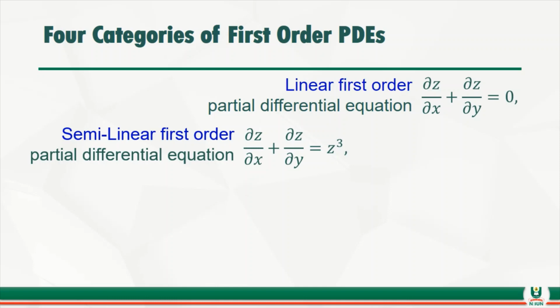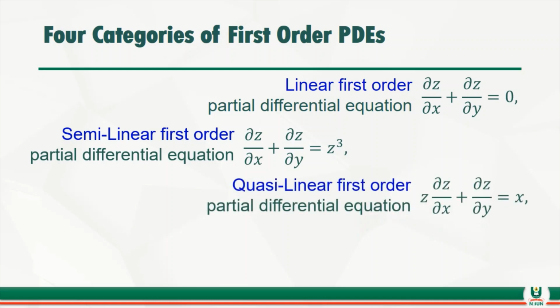Semi-linear first order is the next thing we're going to consider. If you look at this problem very well, you will notice that the first part is linear, while the second part is non-linear. If you look at the first part here, that is the partial derivative of z with respect to x plus the partial derivative of z with respect to y, they are linear. But if you look at the other side, you will notice that z raised to power 3 is typically non-linear, because we have z times z times z. So in that case, we're going to call this one semi-linear, because one part is linear while the other part is non-linear.